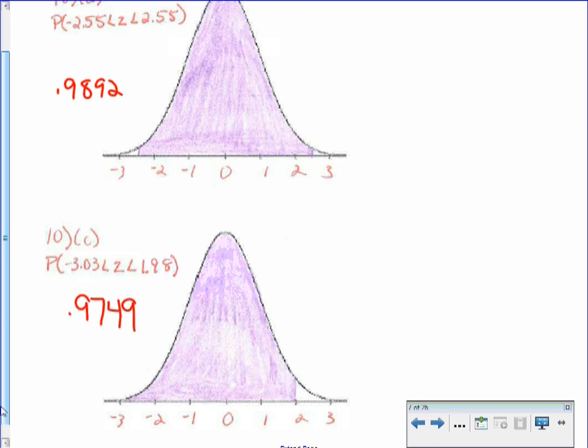Similarly, down here in 10, we look up the value for 1.98 and subtract from that the very tiny value for negative 3.03. So we get the 0.9749. Questions on either of those?